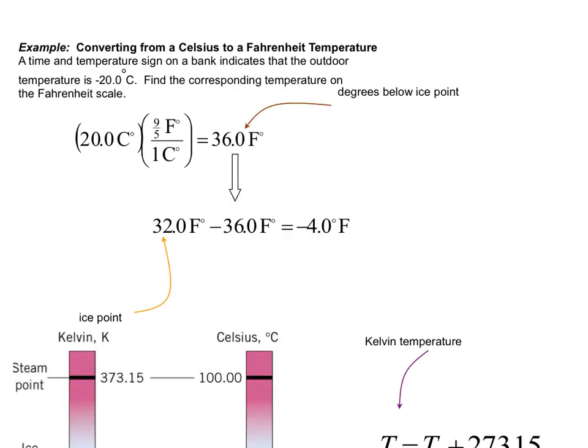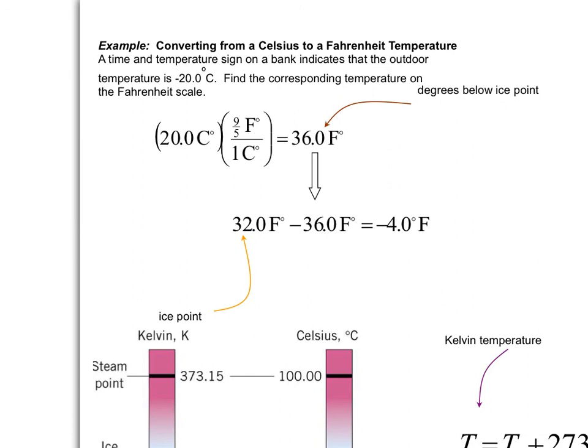Next page. Another example of this is instead we're going the other way. We know what temperature we have in centigrade, minus 20 degrees centigrade. Now we want to figure out the corresponding temperature on the Fahrenheit scale. So same thing we do. We know that negative 20 is going to be the degrees below the ice point.